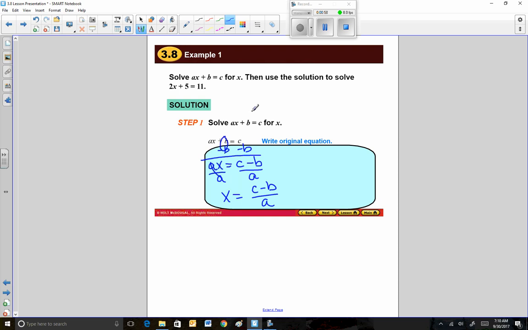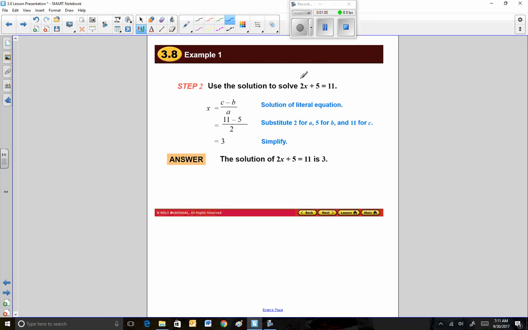Now, the next thing they ask us to do is then use the solution to solve for this problem here. Let's take a look at how we can substitute in these numbers into our a, b, and c. So this right here, the number 2 was our a value, 5 was our b value, and 11 was our c value. So we substitute those numbers in, 11, 5, and 2, following the formula here.